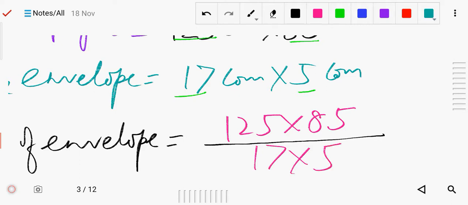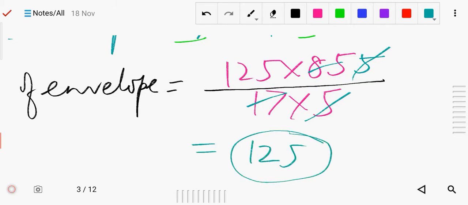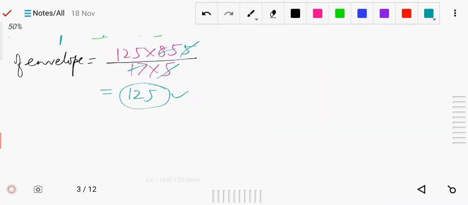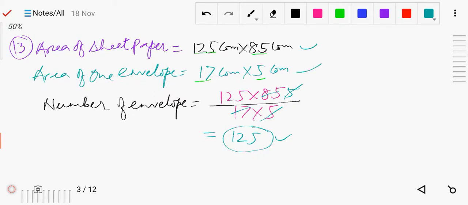Now you can see 5 times and this 5 times cancel, so we got 125. So the total number of envelopes will be 125. You can see why we have not multiplied here: it was easy to divide. You can multiply it also and then divide.